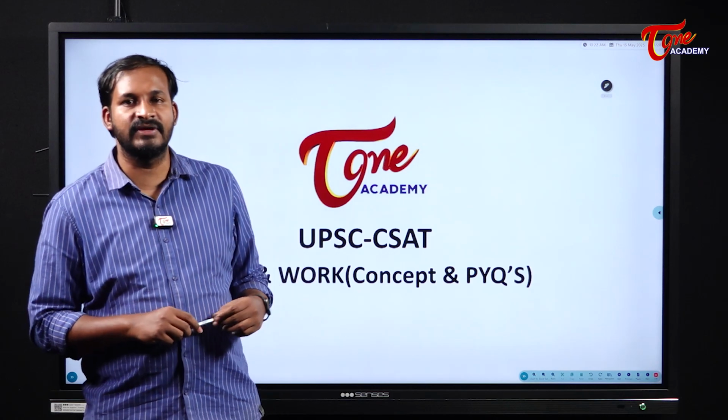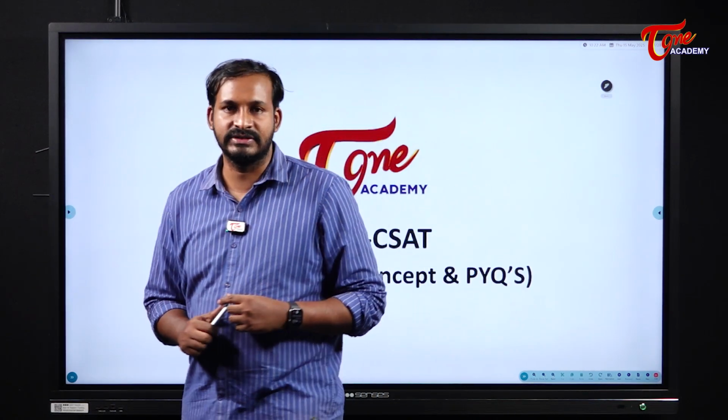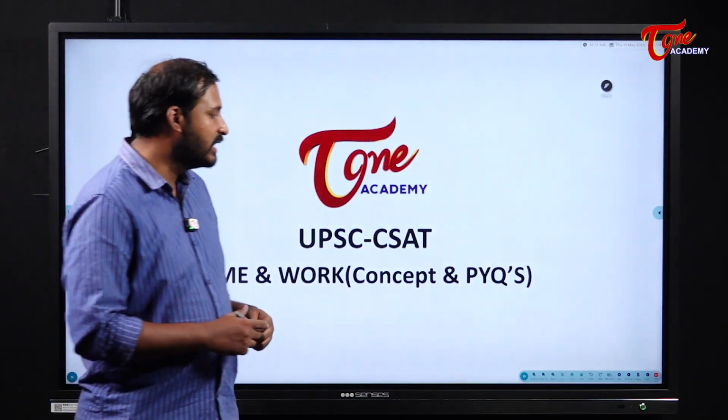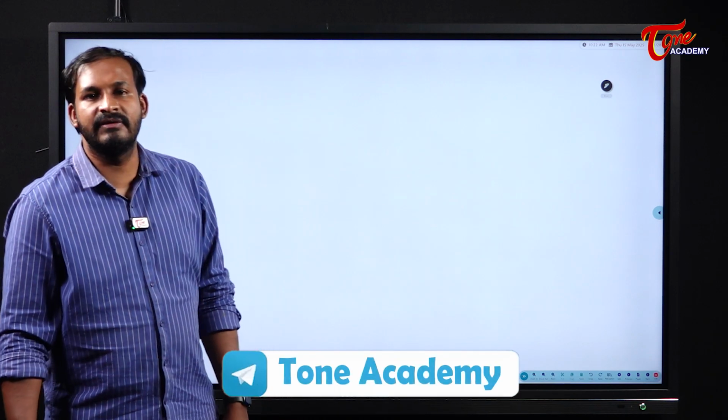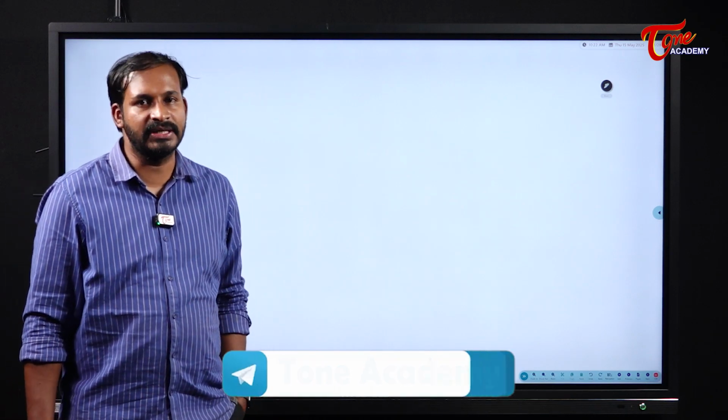In our last sessions, we discussed some of the problems from dice, cubes and all these things. Today in this session, we are going to discuss time and work. Students, definitely they ask one question from this area called time and work. So today, we will learn the concept first, and we will solve some examples as well as the previous year's questions which were asked from this topic, time and work.